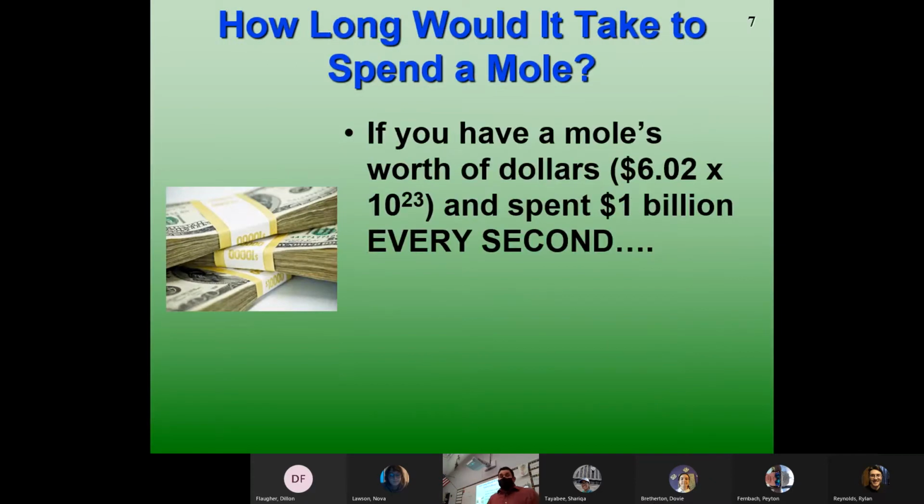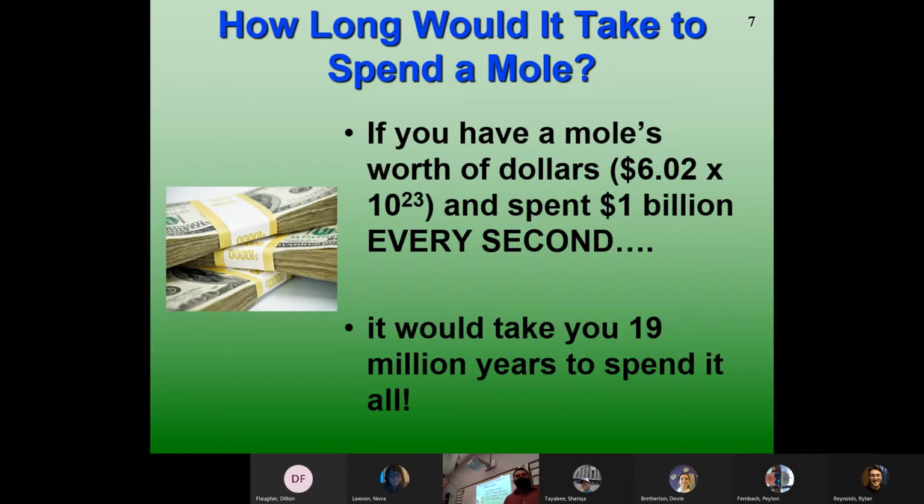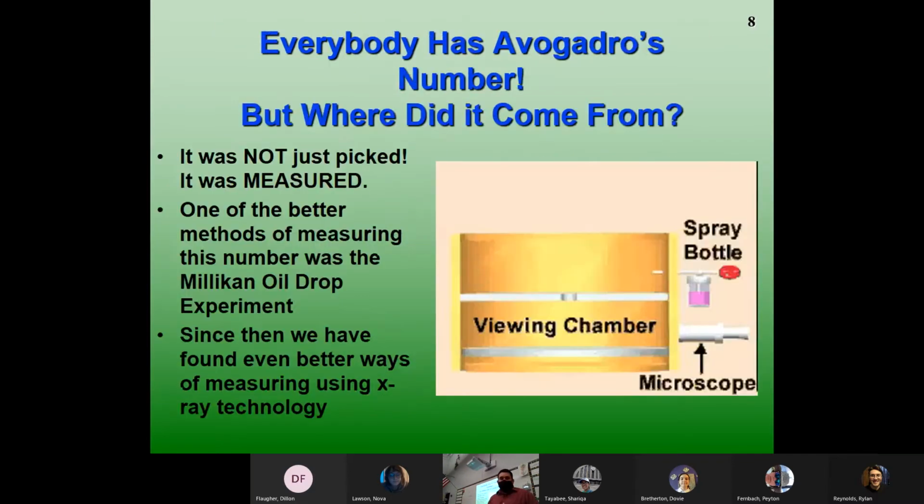Okay? How long would it take you to spend a mole? If you spent $1 billion every second, it would still take you 19 million years to spend this number of dollar bills. So again, just trying to put this into your brain here: when we're talking about chemical reactions, if I have one reacting with one, it's not just one atom or one molecule. It's a huge number of atoms and molecules.